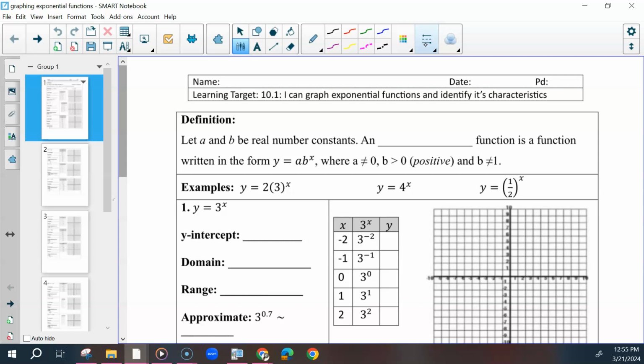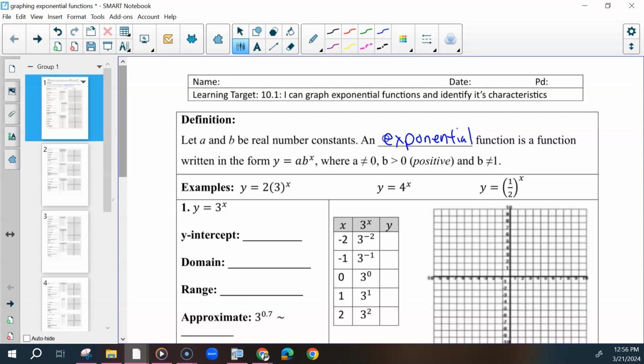When we're dealing with exponential functions, the definition states, let a and b be real number constants, and then an exponential function is a function written in the form y equals a times b raised to the x power, where a does not equal 0, b is greater than 0, or it's positive, and b does not equal 1.